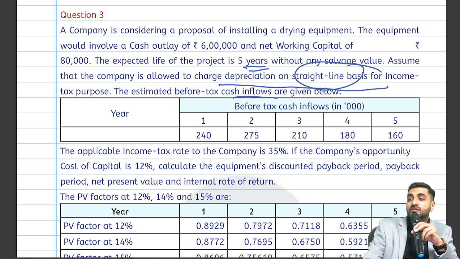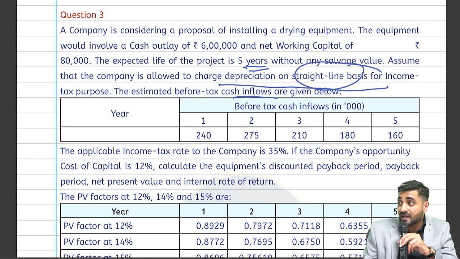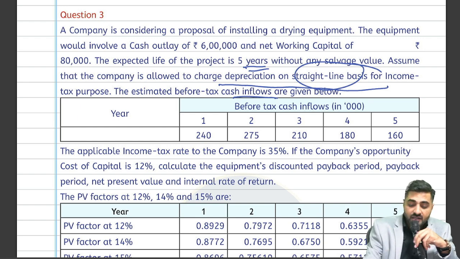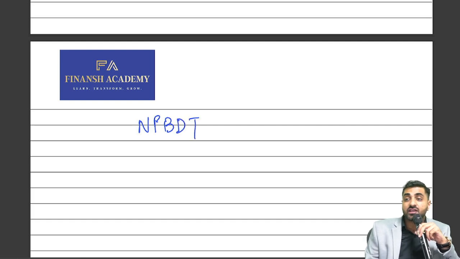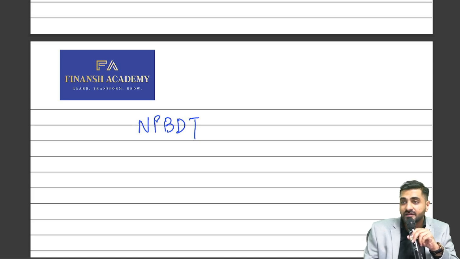Then the before tax cash inflows are given to you. What are before tax cash inflows called? First of all, is depreciation subtracted or not subtracted? Not subtracted, because it's a cash flow. And it is also before tax. So this will actually be called your net profit before depreciation and tax, because depreciation is not subtracted and tax is not subtracted. In cash flow, how can depreciation be subtracted? So when depreciation and tax are not subtracted, those cash flows are called before tax cash flows, which is nothing but your NPBDT.